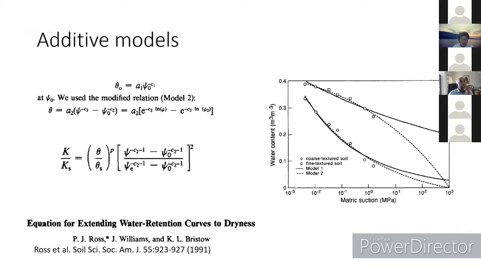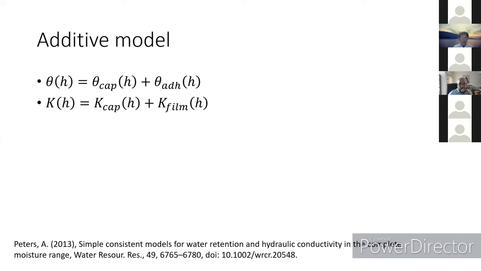So this is in 1991, based on the Campbell model. What they tried to do is add up two functions. One is to represent capillary flow. One is to represent the absorption or the film flow, right? So this is not new. And this is what we call an additive model.